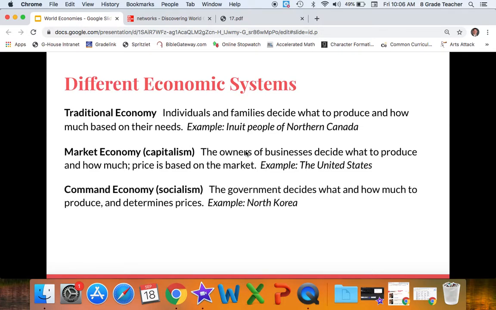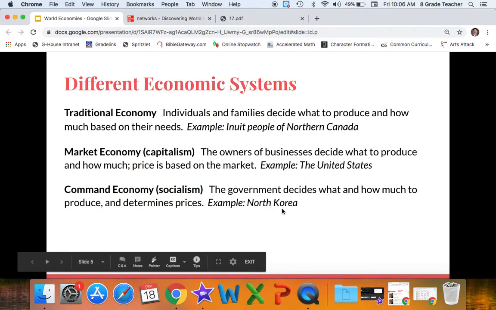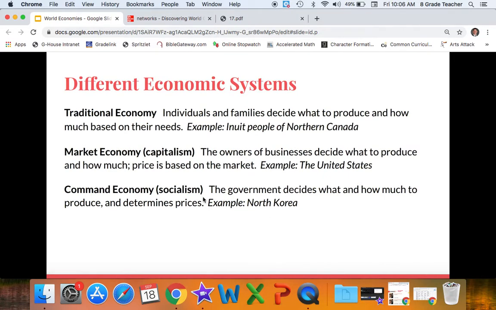A command economy, also called socialism, is one in which the government decides what and how much to produce and determines prices. Here's an example of North Korea. Another example would be Cuba, in which the government, in a communist or socialist way, controls all these different aspects. If you like name brand things like Nike and Adidas and different types of clothes and shoes, you're more of a fan of a capitalist economy because those are private businesses. In a command economy, the government controls what those businesses are.